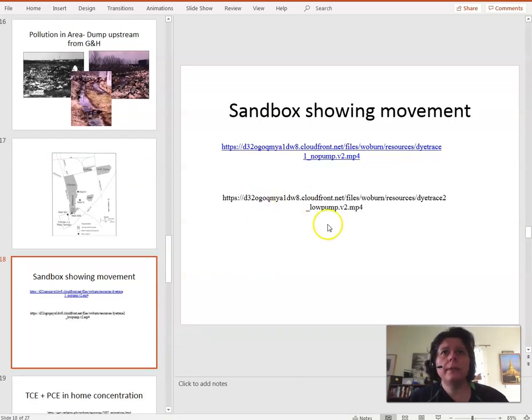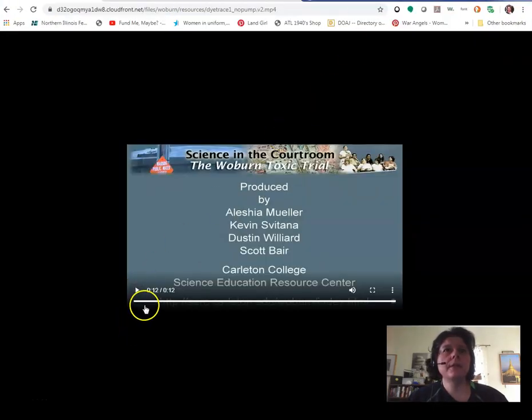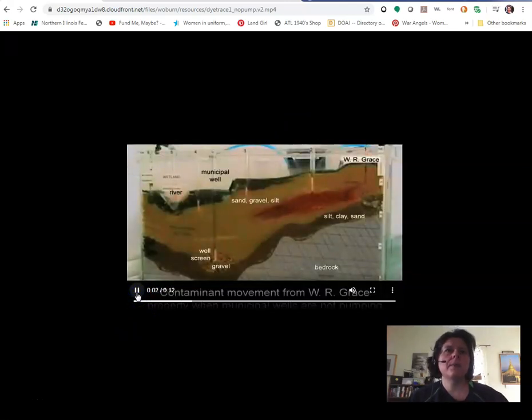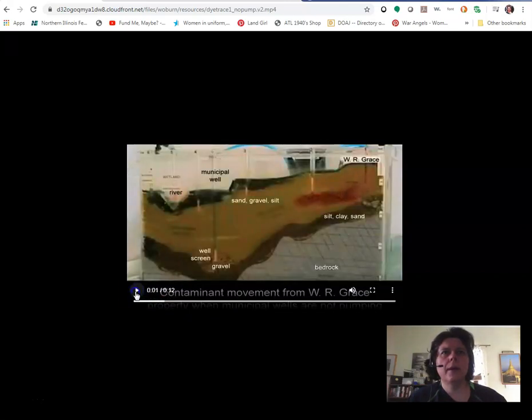So I'm going to show you a couple things. These are the links to them. Let's move this over here. Okay, so this is the first one I'm going to show you. This is called a sandbox, and I'll play this a couple times. Somebody created a cross-section for lab visualization purposes. So here's the bedrock. Let's play this again. Play. So I'll pause it. So here's the bedrock. They made the material the same as what was happening at Woburn, Massachusetts. So sand and gravels. Here's some silt, sand and clays. Here's gravel right at the base of the well. Here's the river. Here's all the different wells.